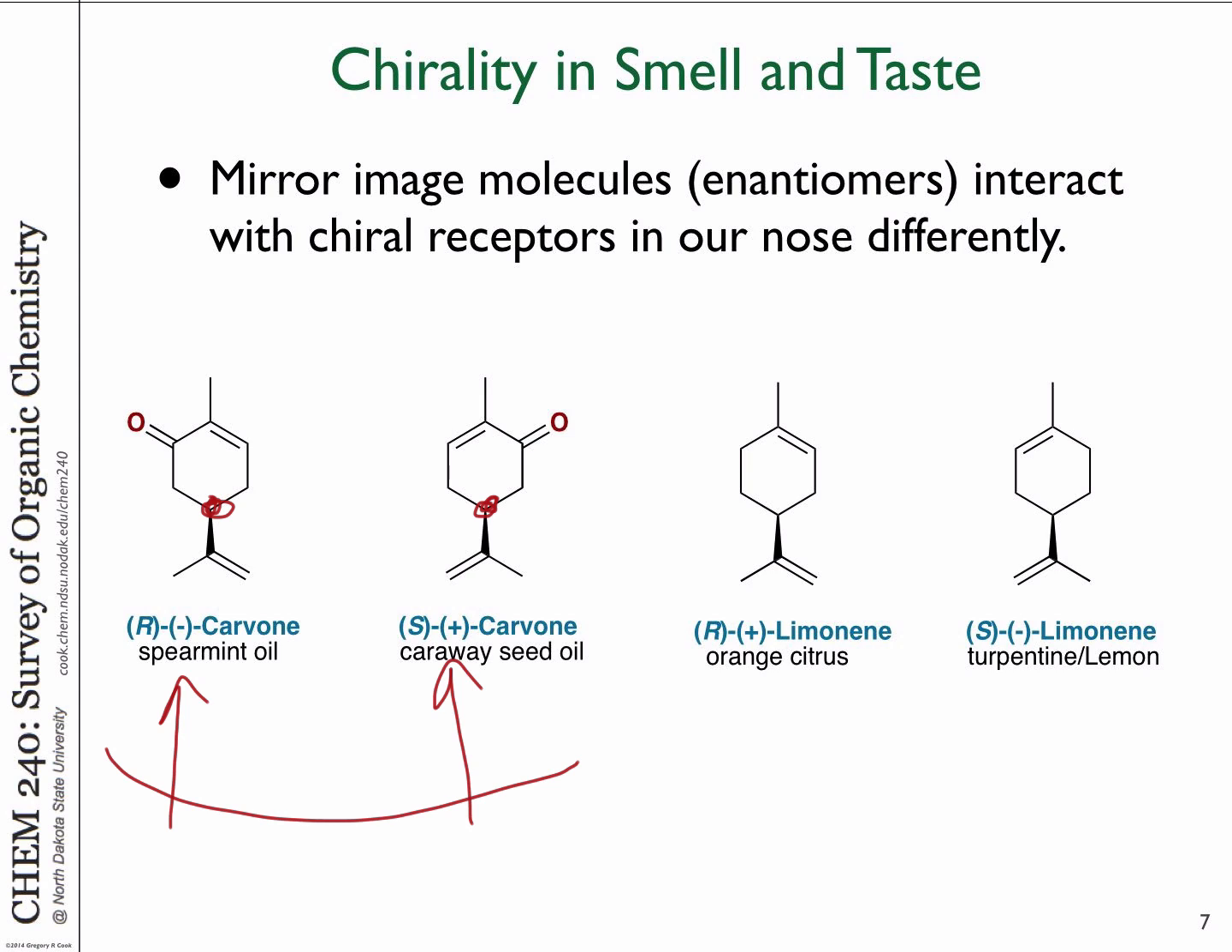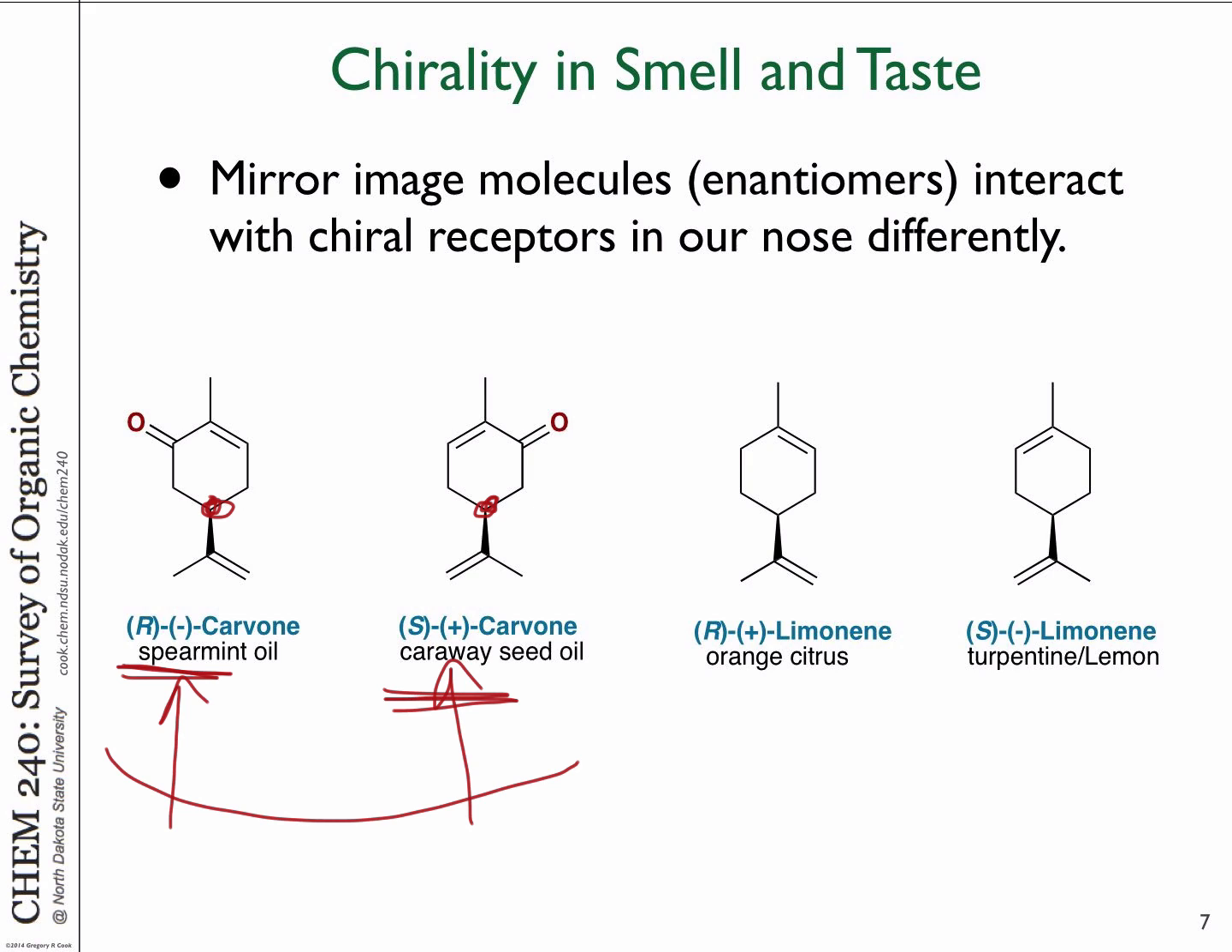But one of these smells like spearmint. And when we smell this, it smells like spearmint. If you take the mirror image of that molecule, it smells like caraway seeds. And in fact, carvone is found in caraway and in spearmint. And that characteristic smell comes from the specific enantiomer that's in those plants. So caraway plants produce the plus isomer, and spearmint produces the minus isomer.